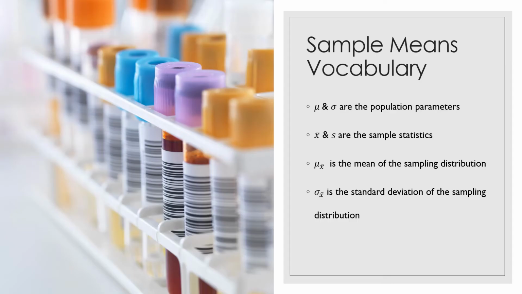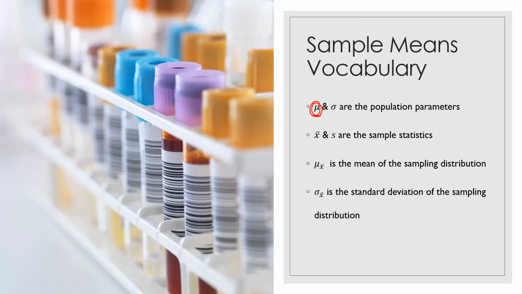Okay, so here is the vocabulary that goes with sample means. First of all, with sample means, we have mu, which is this symbol, and then we have sigma, which is the standard deviation. Those are our population parameters. Then we have X bar and S, and those are our sample statistics.